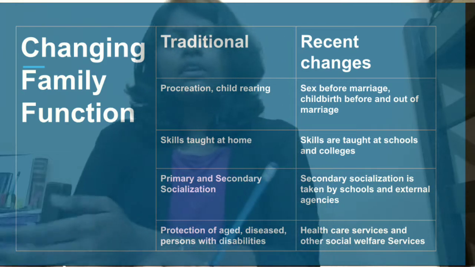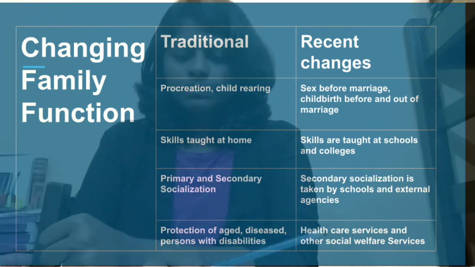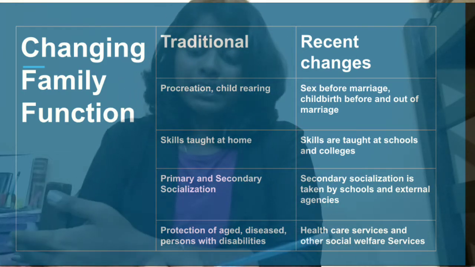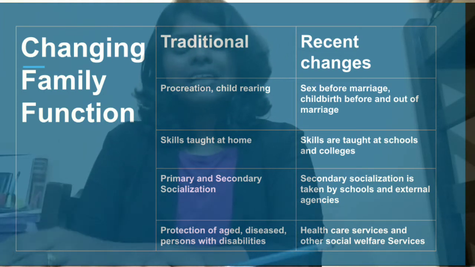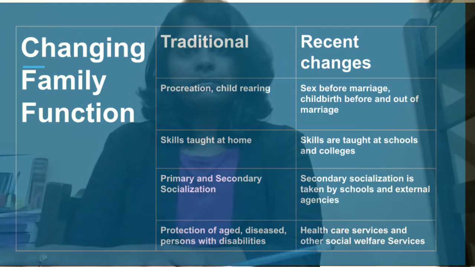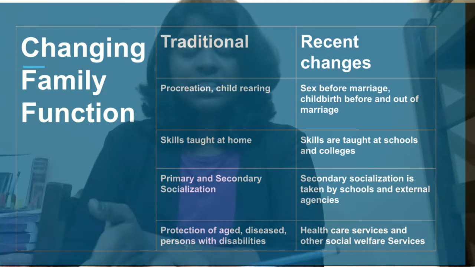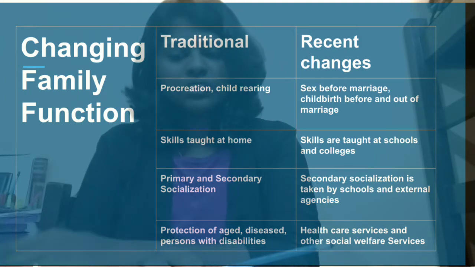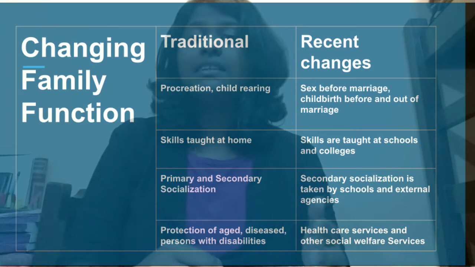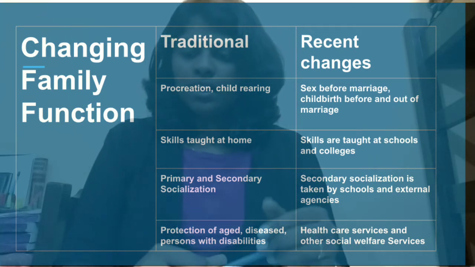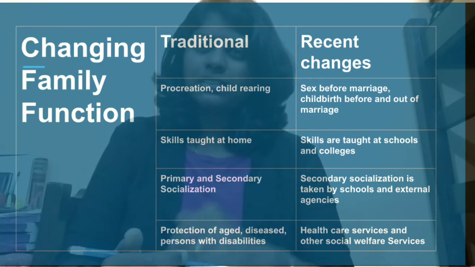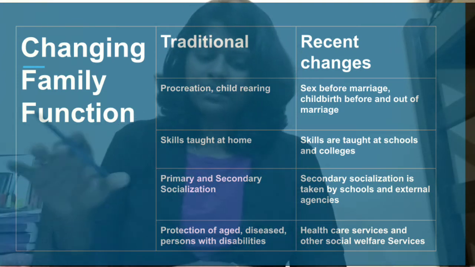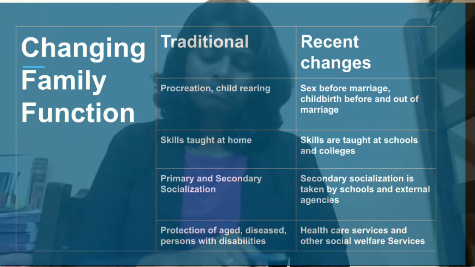But now if we look into today's scenario, we have an increase in births and sexual relations before, during and outside marriage. This is a drastic or tremendous change, because the basic function of the family itself has changed. Because of this, divorce rates are higher, and marriage has lost its place in the family.